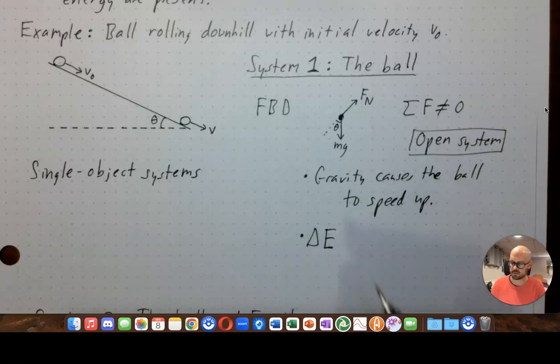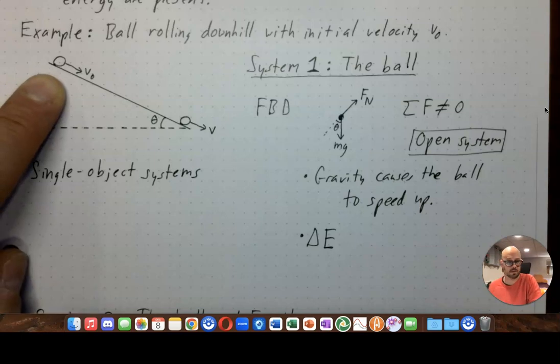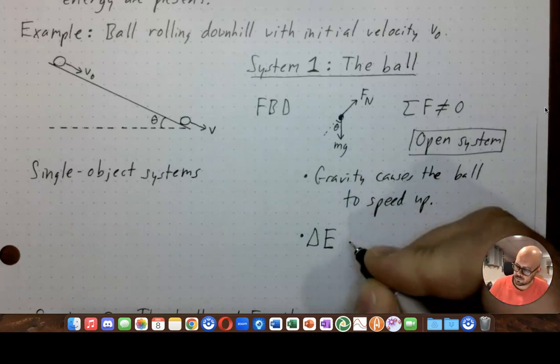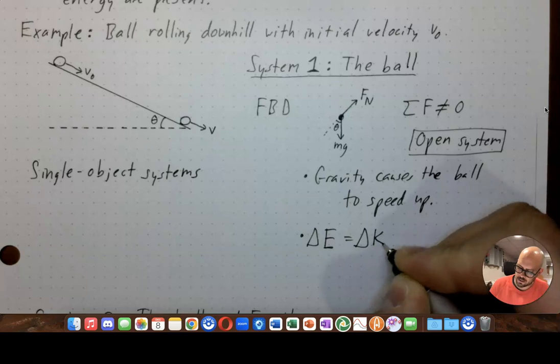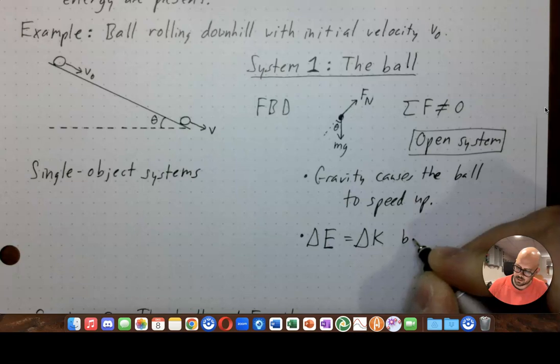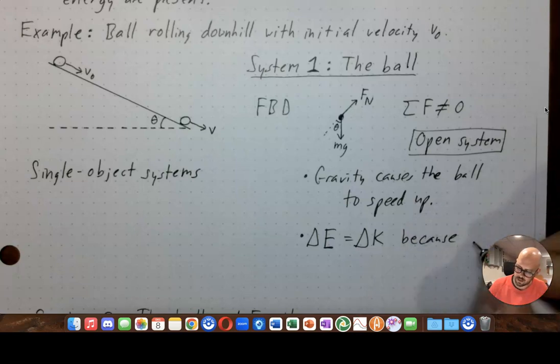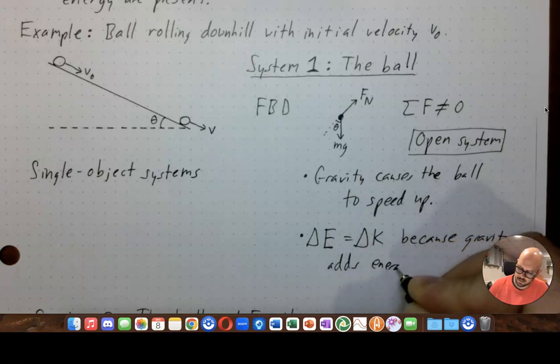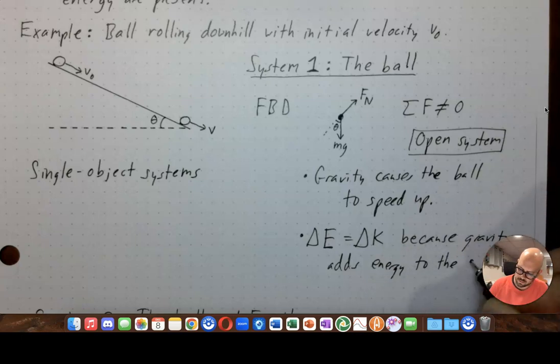And I just want to think about what that is. Well, the ball starts with some amount of kinetic energy here, and because it's moving faster, it ends with more kinetic energy. And that ends up being the change in energy. So in this system, when the system is just the ball, the change in energy is equal to the change in the kinetic energy. As we'll talk about in just a minute, that is the only type of energy you can consider here. If I want to talk about a reason, I'm going to say that gravity adds energy to the system.